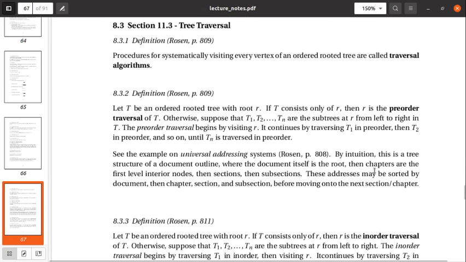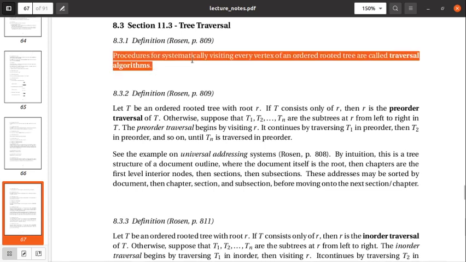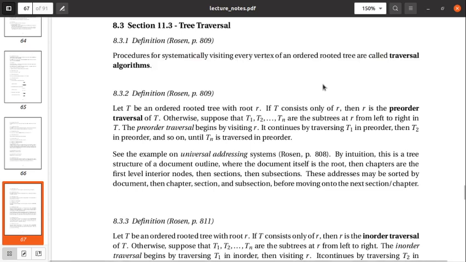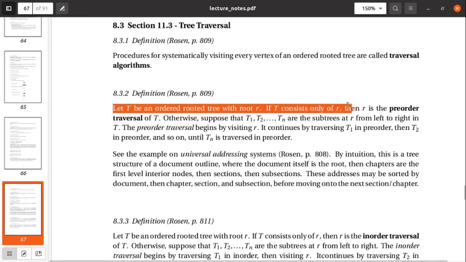Okay. Tree traversal. So we have a tree, we've stored it. It would only make sense to go through that work if we have some way of accessing the items stored within. Right? So procedures for systematically visiting every vertex of an ordered rooted tree are called traversal algorithms. Next definition. Let T be an ordered rooted tree with root R. If T consists only of R, then R is the pre-order traversal of T.